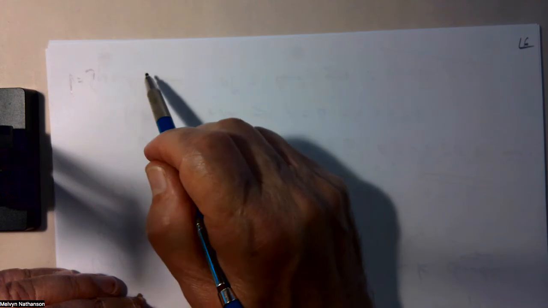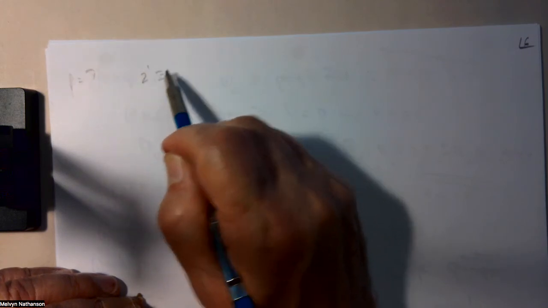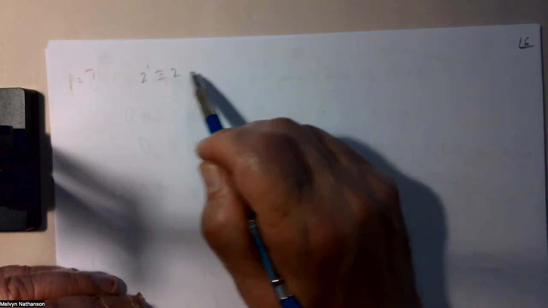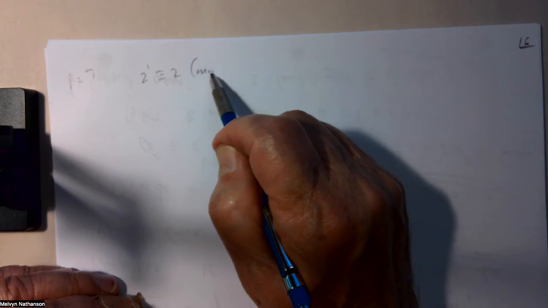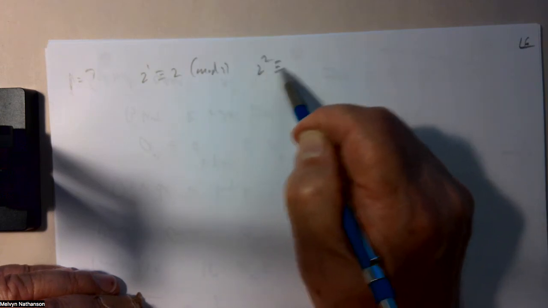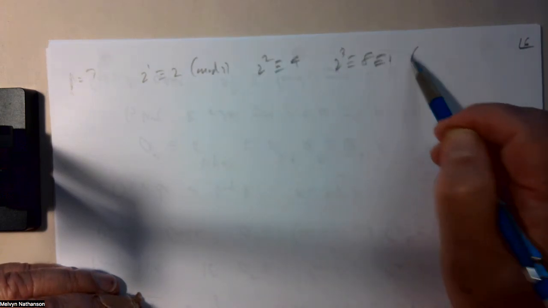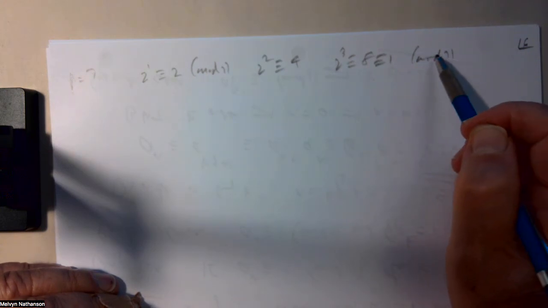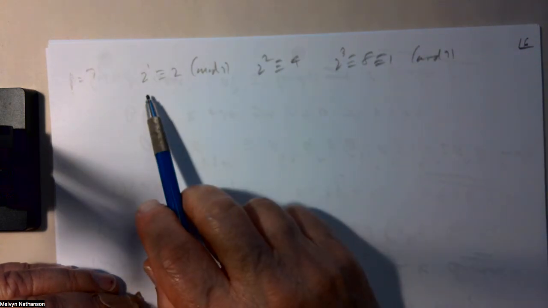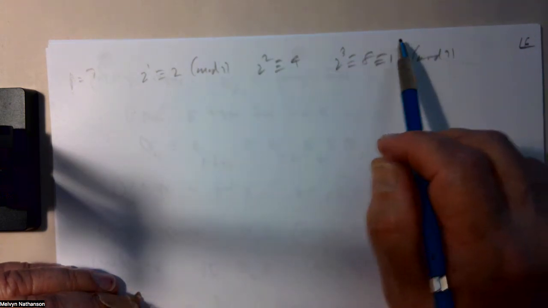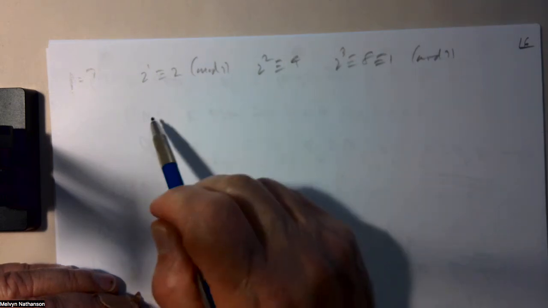Let's go back to the case p equals 7. If I look at the powers of 2, 2 to the 1 is congruent to 2. This is all mod 7. 2 squared is congruent to 4. 2 cubed is 8, which is congruent to 1, mod 7. So when you look at the powers of 2, you get 2, 4, 1, and then it repeats cyclically.